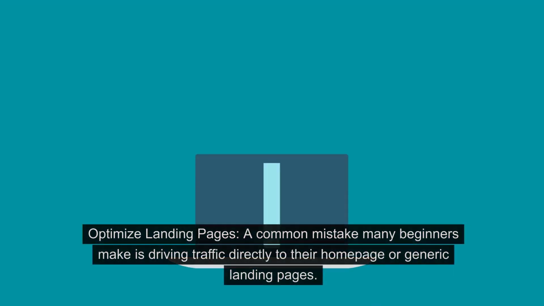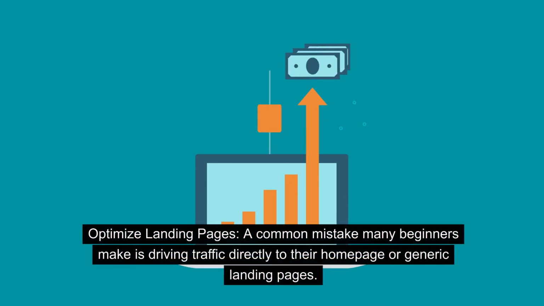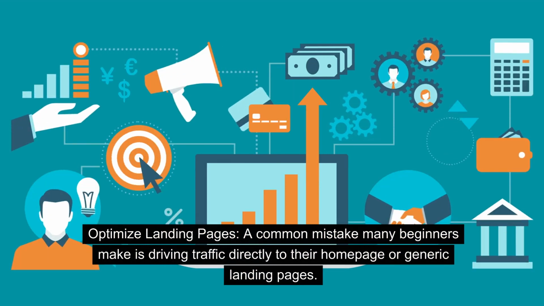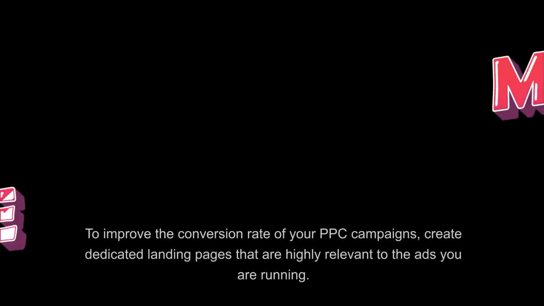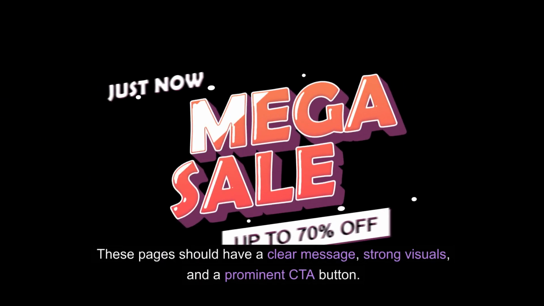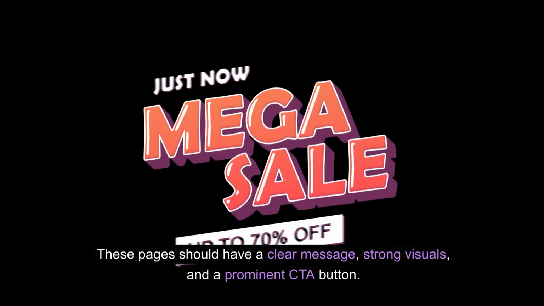Optimize landing pages. A common mistake many beginners make is driving traffic directly to their homepage or generic landing pages. To improve the conversion rate of your PPC campaigns, create dedicated landing pages that are highly relevant to the ads you are running. These pages should have a clear message, strong visuals, and a prominent CTA button.